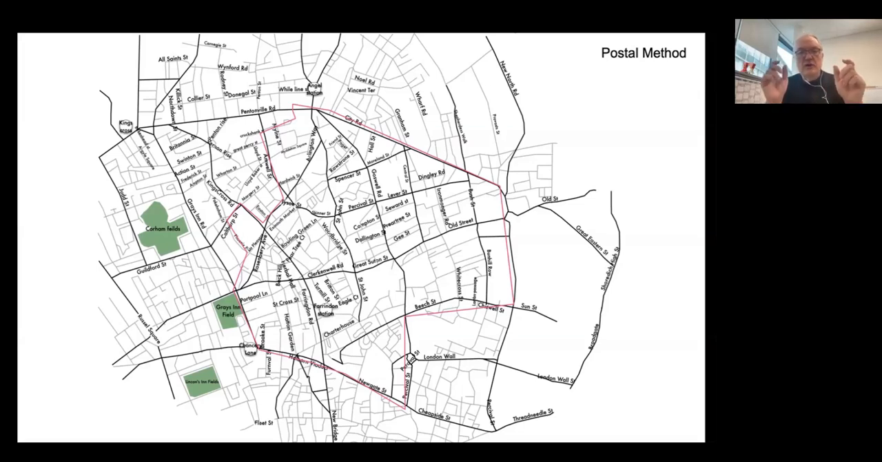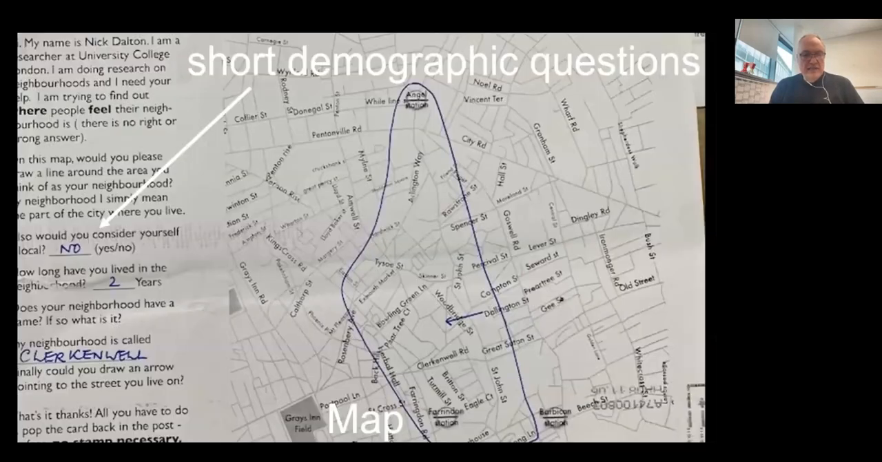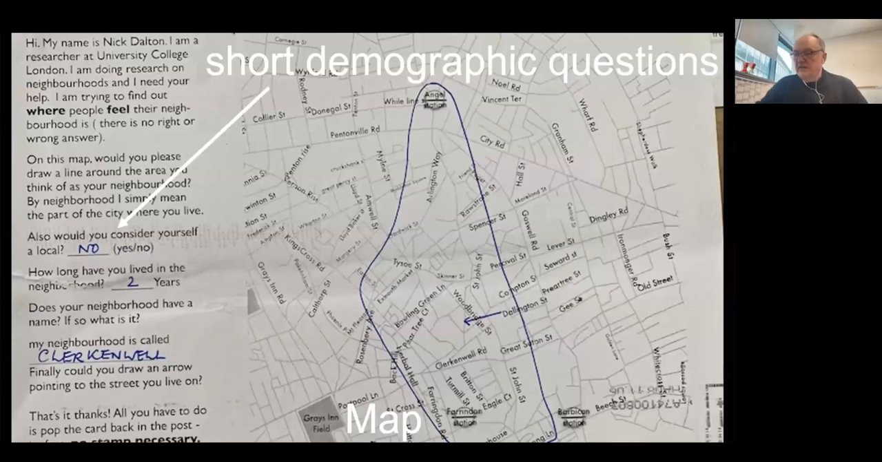So what I did instead was I created this postal map. And then I created this. Hopefully you can see all that. You can see on the side, in fact, I'll hold one up. Here you go, here's an example. On the side, it says, my name is Nick Dalton. I'm a researcher at University College London. I'm doing research into neighbourhoods. I'm trying to find out where people feel their neighbourhood is. There's no right or wrong answer. On this map, would you please draw a line around the area you think of as your neighbourhood? By neighbourhood, I simply mean the part of the city where you live.